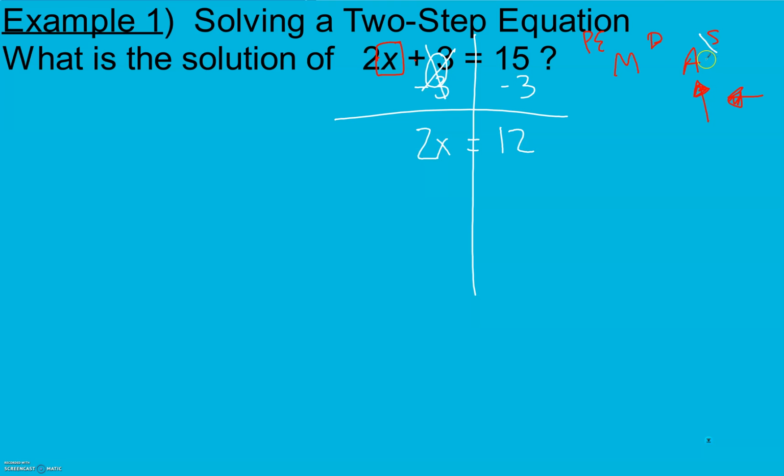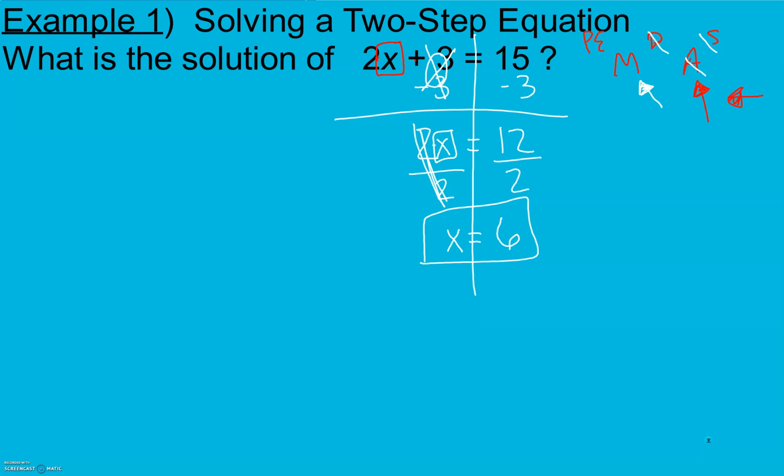Now, I had no subtraction. I did my addition. I have no division. I'm on multiplication. I get rid of multiplication by dividing. And I can divide both sides by 2. 2 divided by 2 is 1, which times x gives me just x. So all I have left on my left side is x. That's what we want. It's completely isolated, and I get it to equal 6.